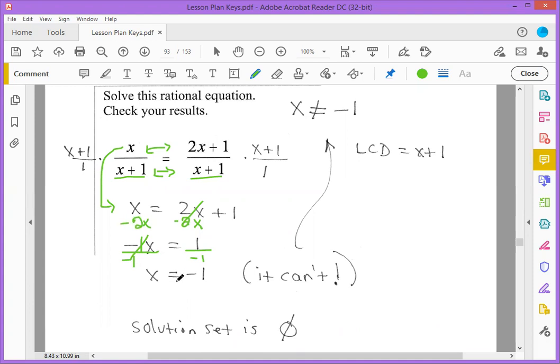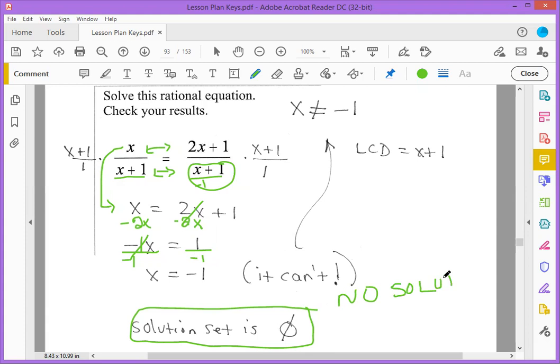Now, when we get x equals -1, what you notice, look at your denominator of x plus 1. X cannot be -1 because if x were -1, -1 plus 1 would make this equal to 0, and we can't have denominators of 0. Therefore, this has no solution. The solution would be the empty set because our value cannot be -1. So we would write no solution because if we were to put -1 in that denominator for x, that denominator would equal 0.